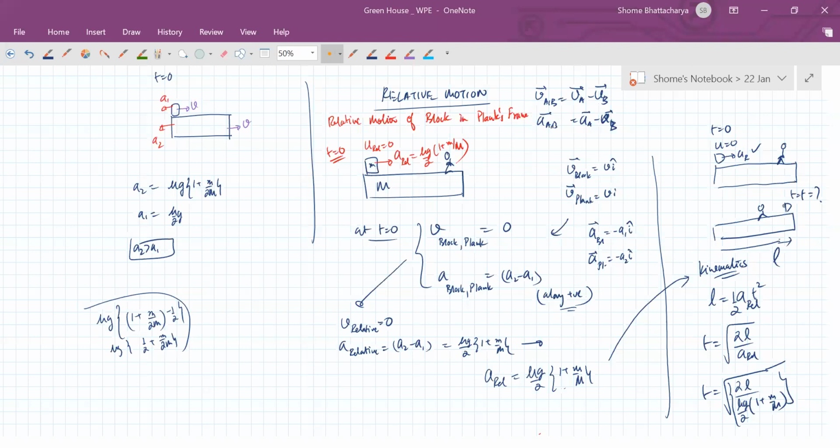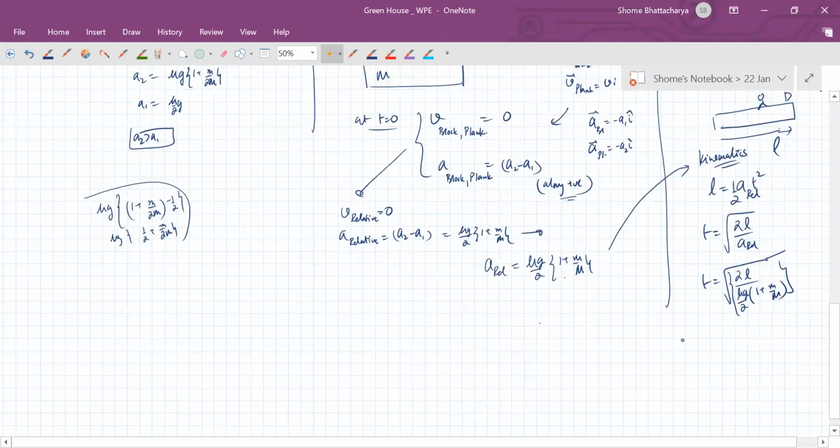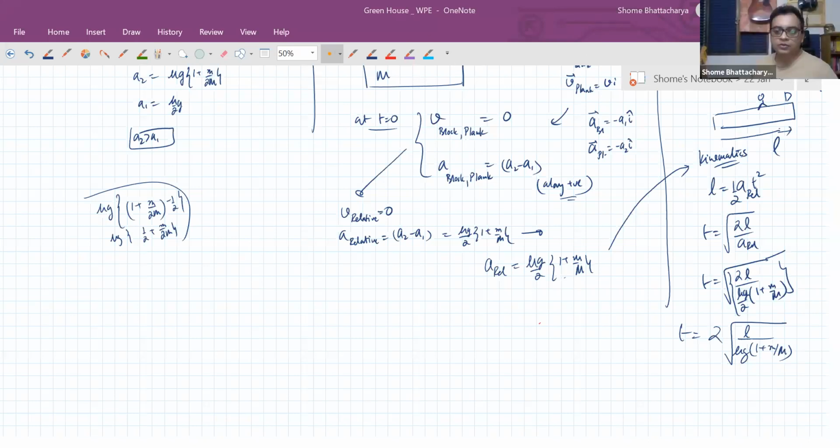Tej, you understood this, no? So just how much will this come out to be? This will come out to be 2 times square root of L divided by mu G, something like this. 2 you can take common outside. Anyway, I will also solve it by the pseudo force method, and you will understand that they are actually one and the same thing, whether you go for relative motion or pseudo force.